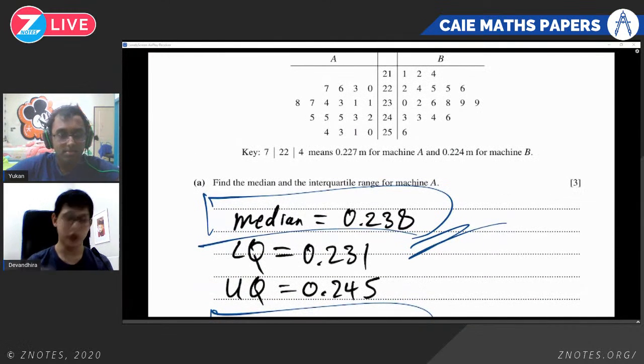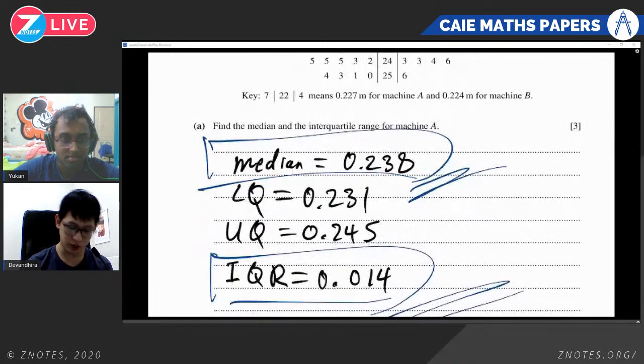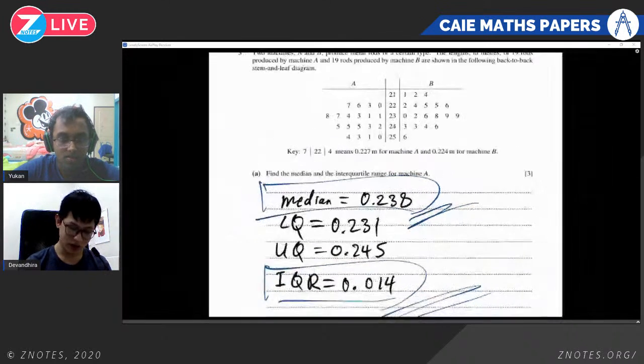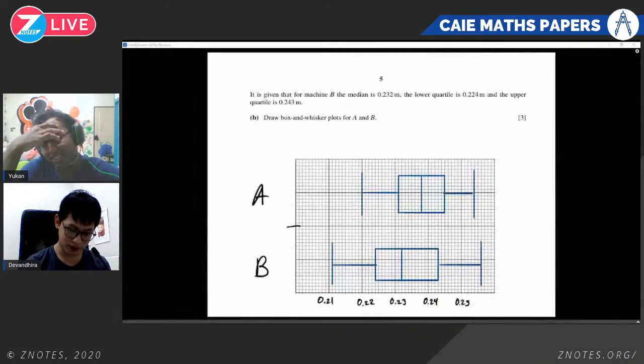Then we just have to subtract 0.245 minus 0.231. That'll be 0.014. All right. And don't forget to box your answers. And let's move on to the next question.